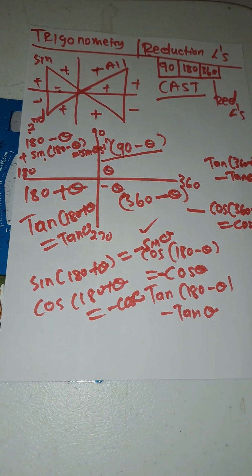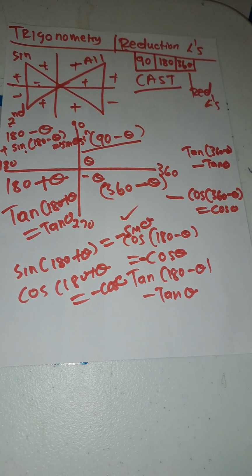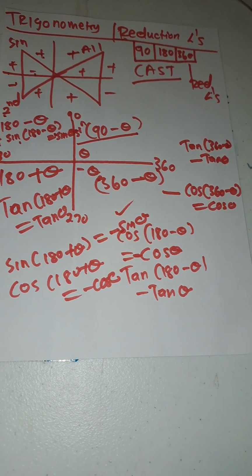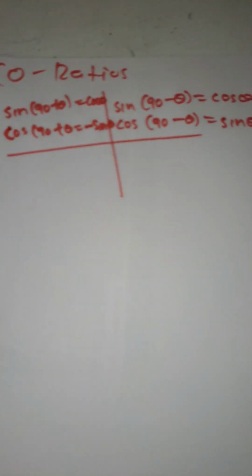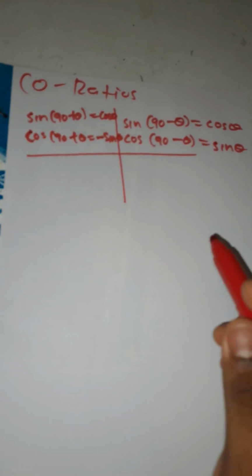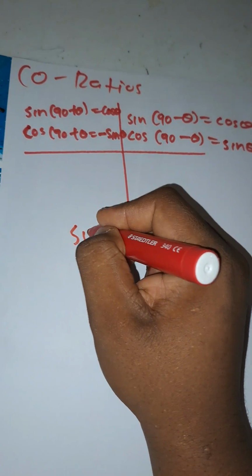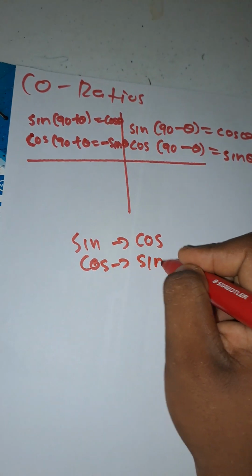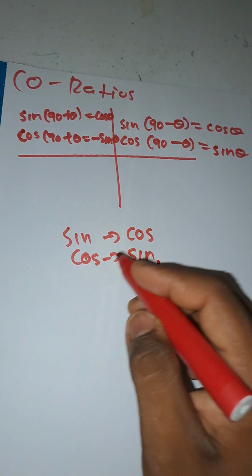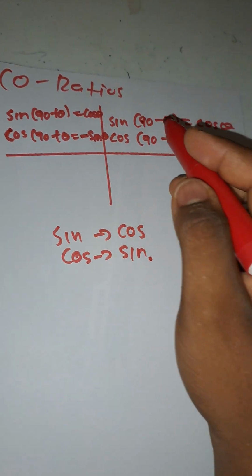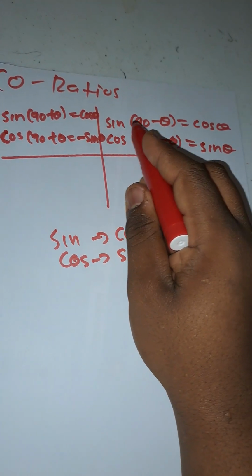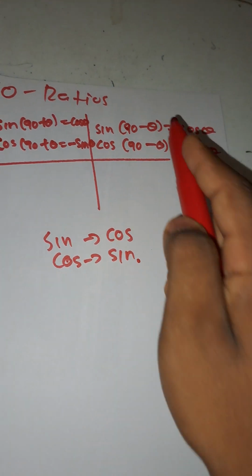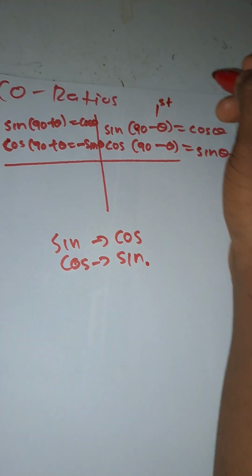So we are done with the revision of the cast diagram with reduction angles. Let's check the co-ratios now. The co-ratios are when sine changes to cos and when cos changes to sine. The reason why they change is that they are changed by 90. So in the first quadrant, everything is positive. So cos of 90 minus theta is sin theta, and sin of 90 minus theta is cos theta, in the first quadrant.